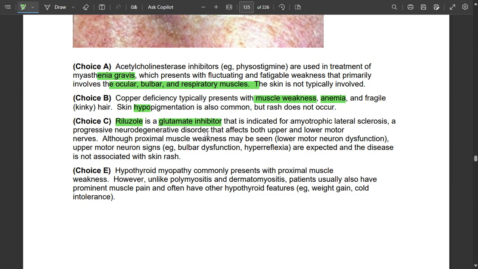ALS is a progressive neurodegenerative disorder. Amyotrophic means there is muscle atrophy, and lateral sclerosis occurs. It affects both upper and lower motor neurons. Proximal muscle weakness can be seen because of lower motor neuron dysfunction, and upper motor neuron signs like bulbar dysfunction and hyperreflexia are also expected. ALS is not associated with skin rash, which is a very well known fact. Riluzole is the drug used in its treatment.